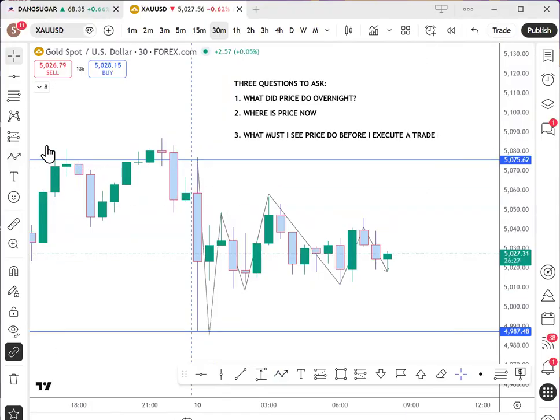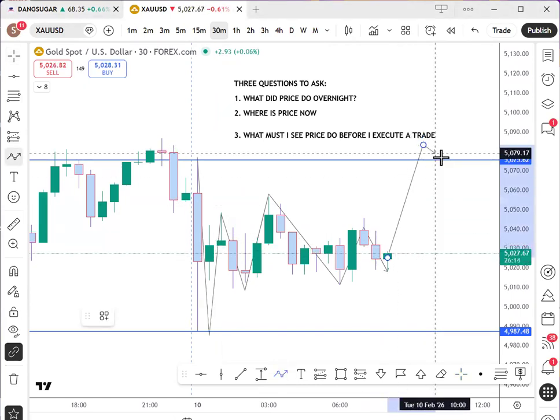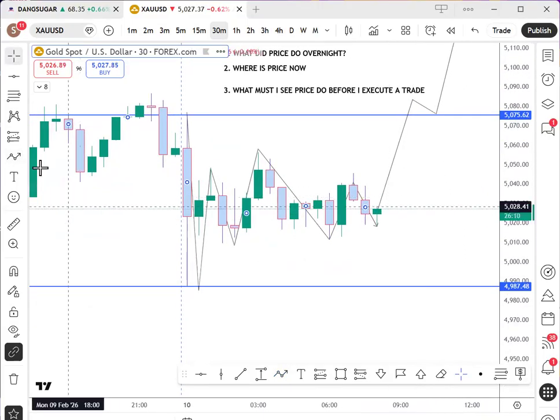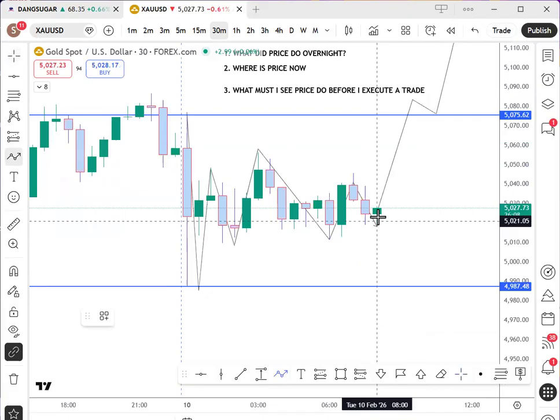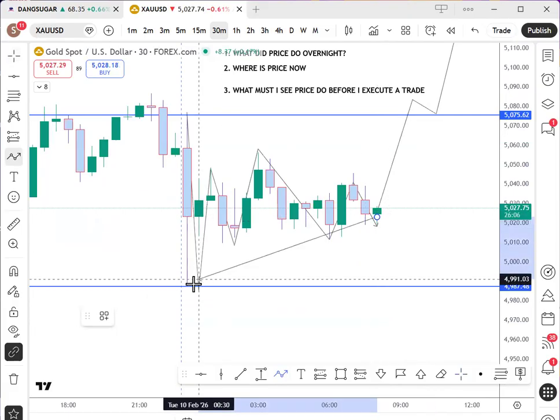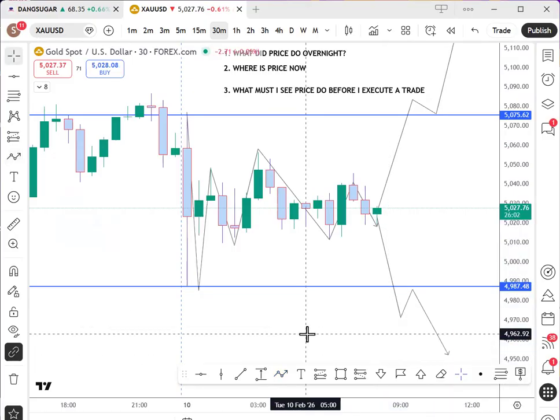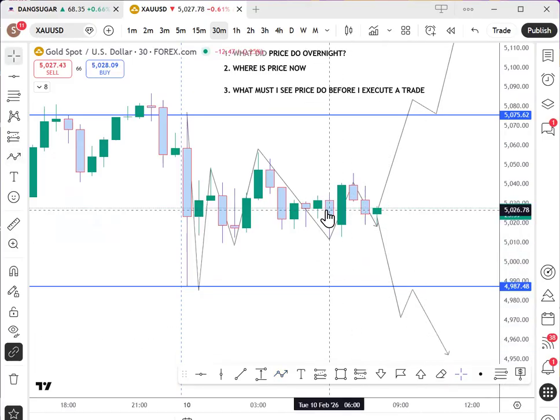So conservatively, let me use the path tool. The conservative way is to say, I want to see a break above the highs, and then I'll go up with it, or I want to see a break below the lows here, below these lows, so that I can then go short with it. That's the simple conservative way.